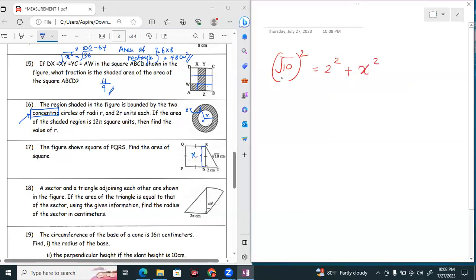10 squared. When we take the square of something inside a square root, the answer is the thing inside the square root. 4 plus x squared. Then 10 subtract 4, it is 6. Here x, then x is equal to square root of 6. Okay.